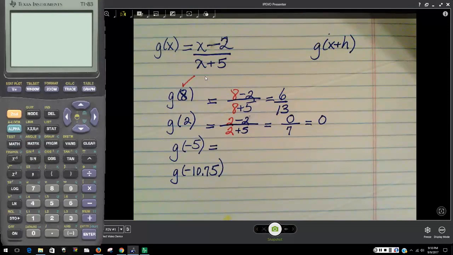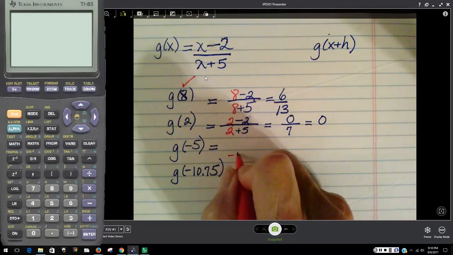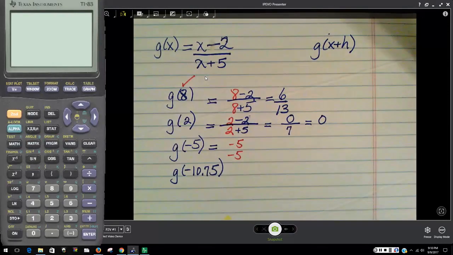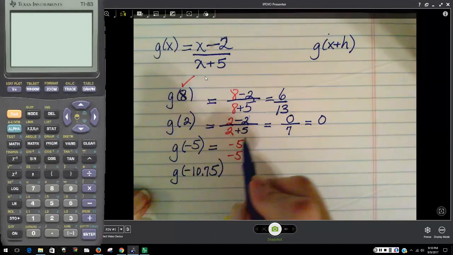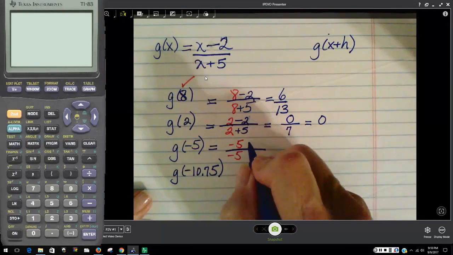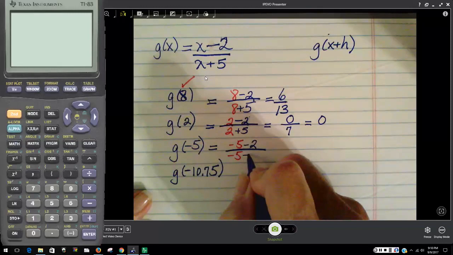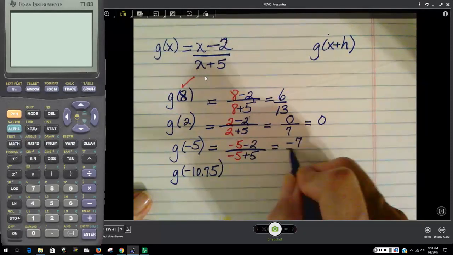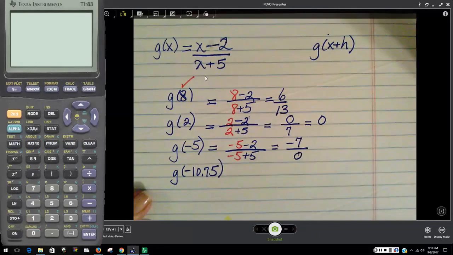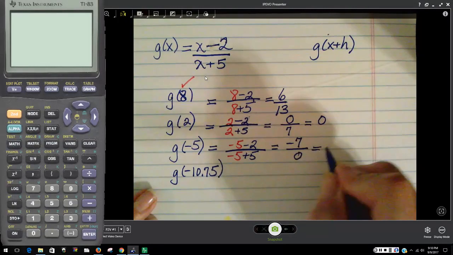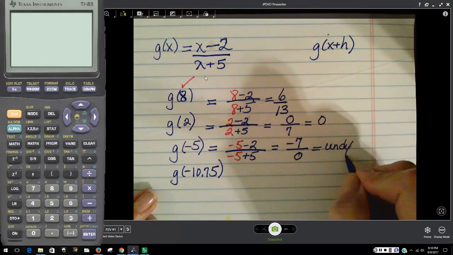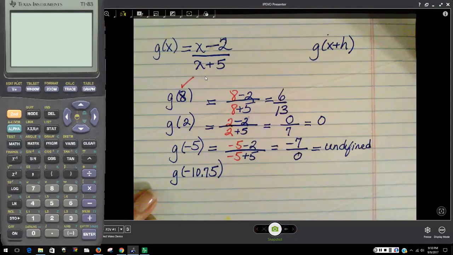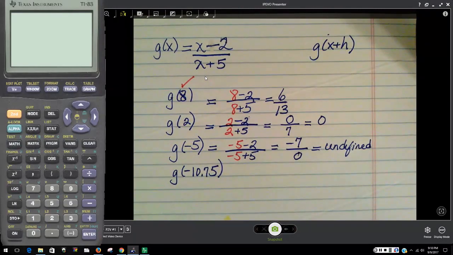we're going to replace x with negative 5. So we're going to take negative 5 minus 2 and negative 5 plus 5. And in the numerator, that gives us negative 7, but in the denominator, we wind up with 0. And we know one of the commandments of mathematics and algebra is thou shalt not divide by 0. So the answer here is undefined, because division by 0 is undefined.